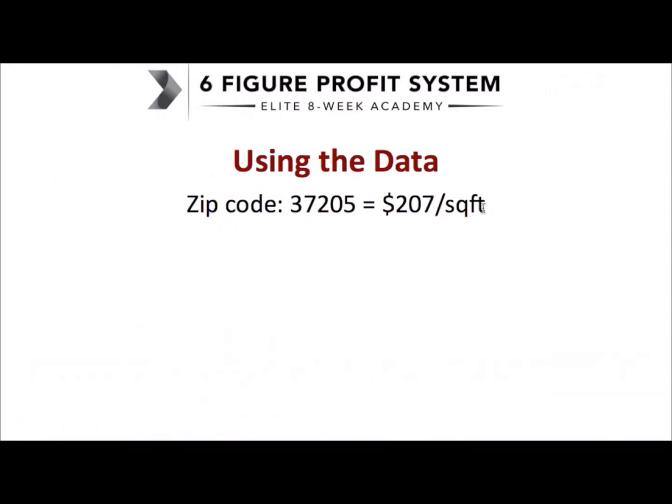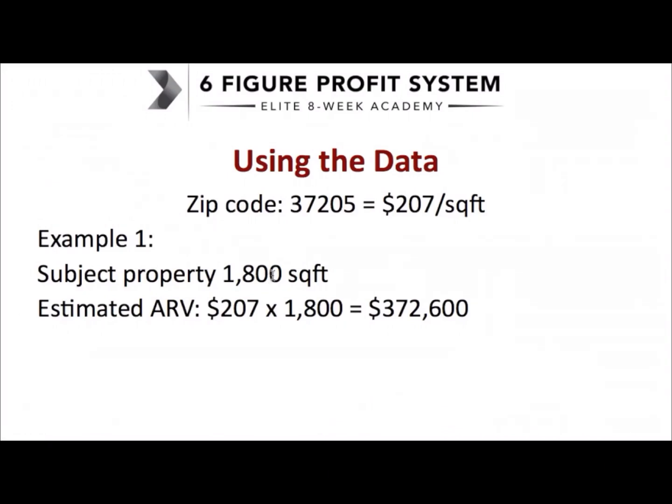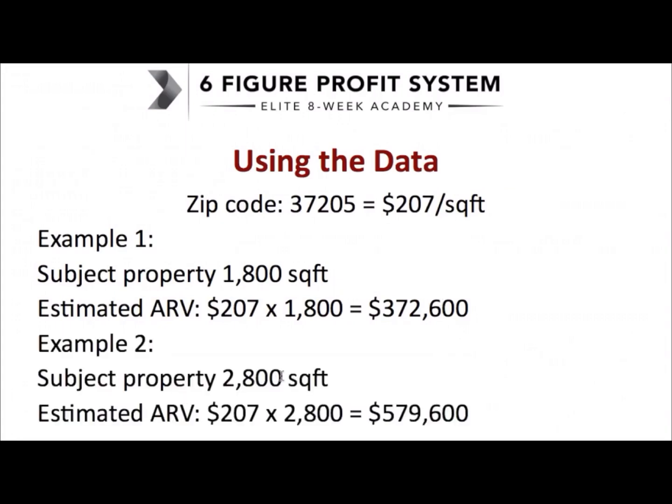So let's look at another one. 37205 has a value of 207. So if we have a 1,800 square foot home in that zip code, 207 times 1,800 is 372. And if we've got a 2,800 square foot home in that same area, then 2,800 times 207 a foot is 579. Really understanding how to do your research by price per square foot is another way of looking at values within a market.